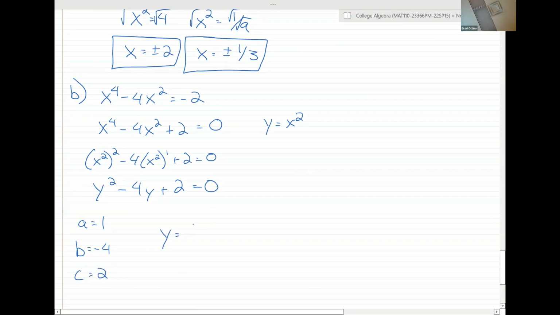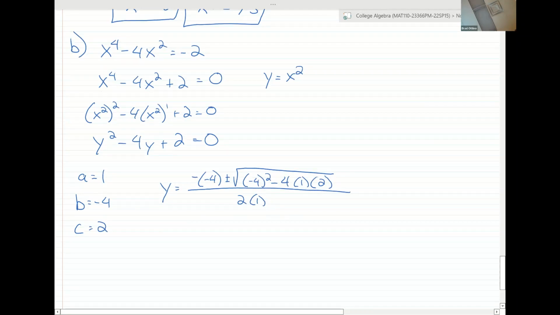Y is equal to the opposite of b, plus or minus the square root of b squared minus 4ac, all divided by 2a. 4 plus or minus the square root of 16 minus 8, which is just 8. Square root of 8 does simplify. It's just the square root of 4 times the square root of 2.